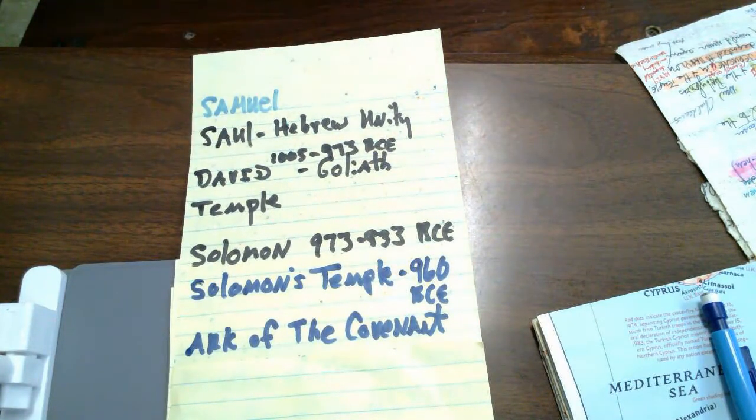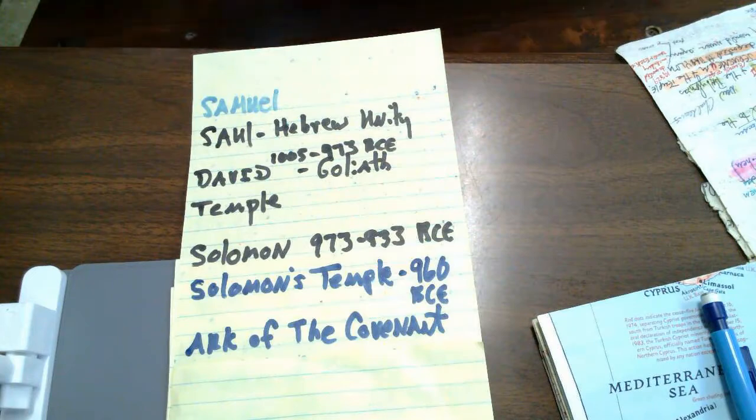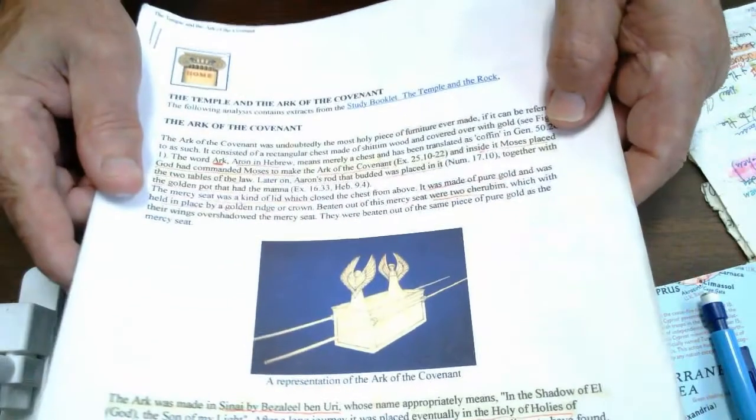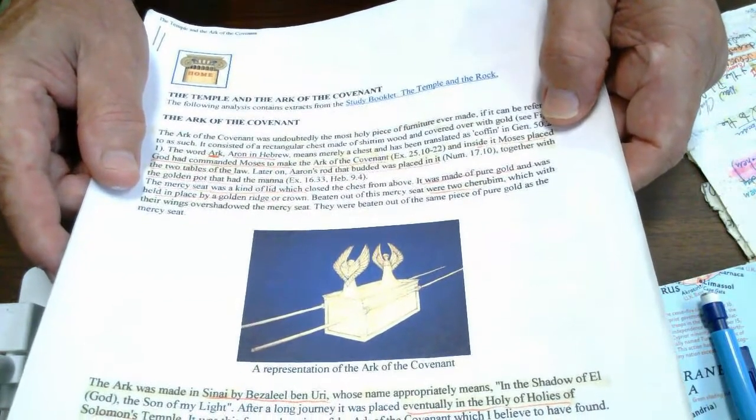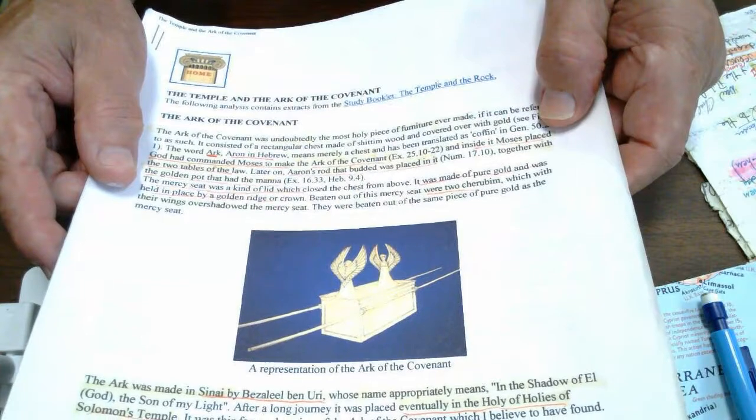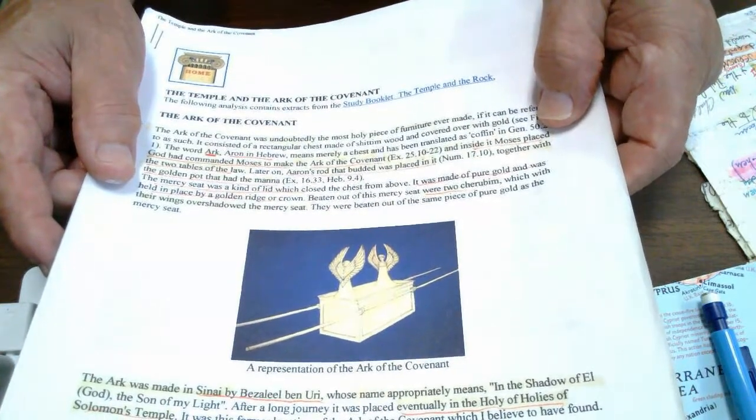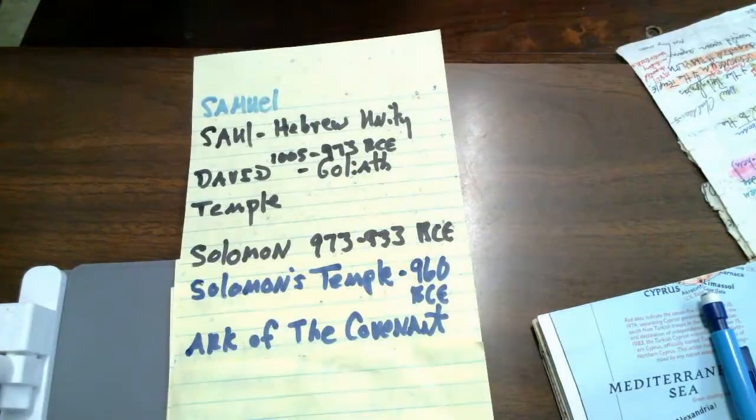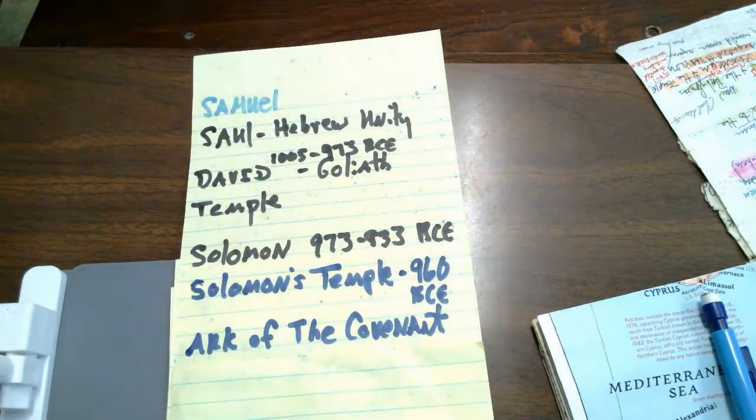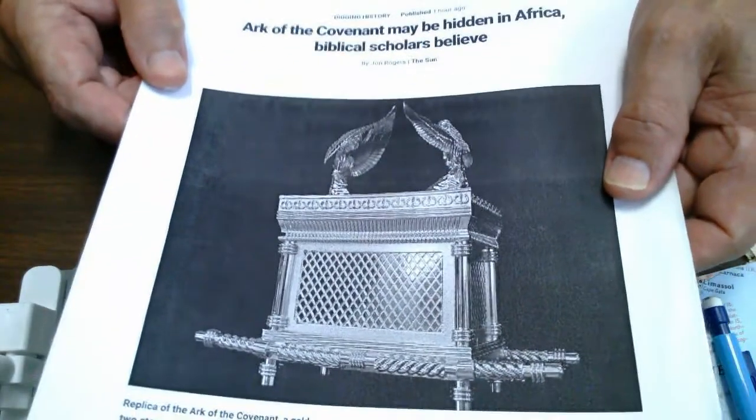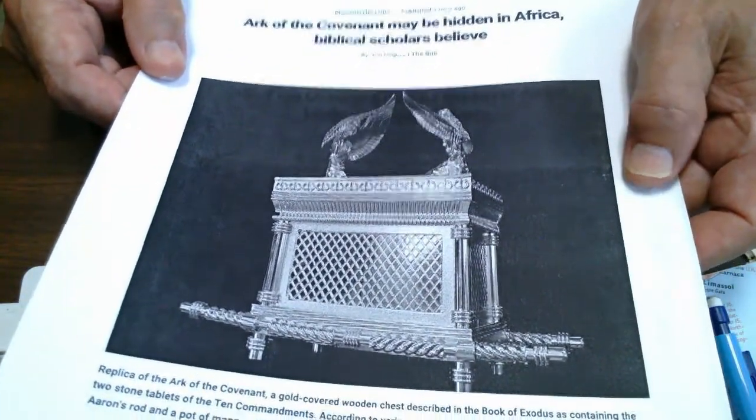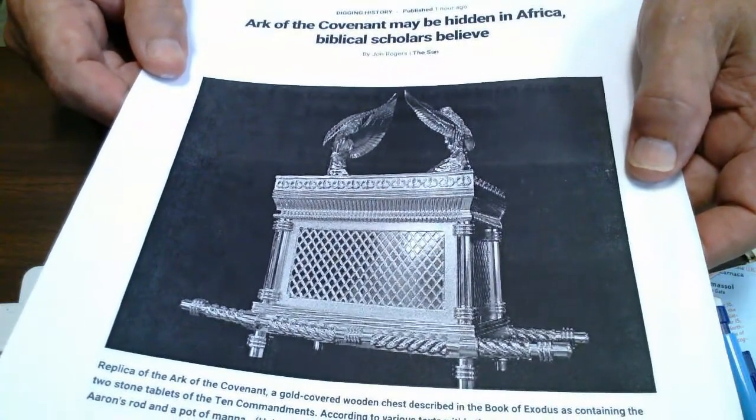Let me show you what it looks like here. I'm going to show you a couple of illustrations of the Ark of the Covenant. That's what it looks like. Notice the two angels there. It has the poles. You probably watched Raiders of the Lost Ark, so you know what I'm talking about. Here's another artist rendering of the Ark of the Covenant, and it's a holy relic for the Hebrews.